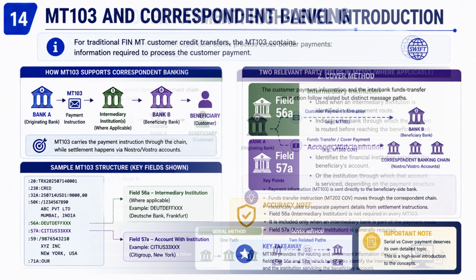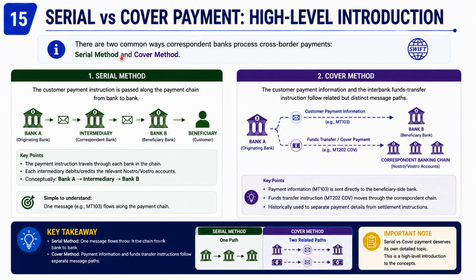Serial versus cover payment. At a high level, correspondent payments can use different payment methods. In the serial method, the customer payment instruction is passed from one bank to the next along the payment chain. Conceptually, this could be Bank A, then an intermediary bank, and then Bank B.